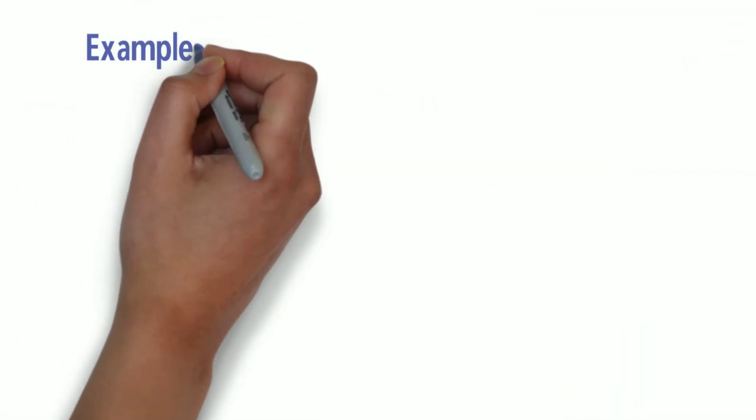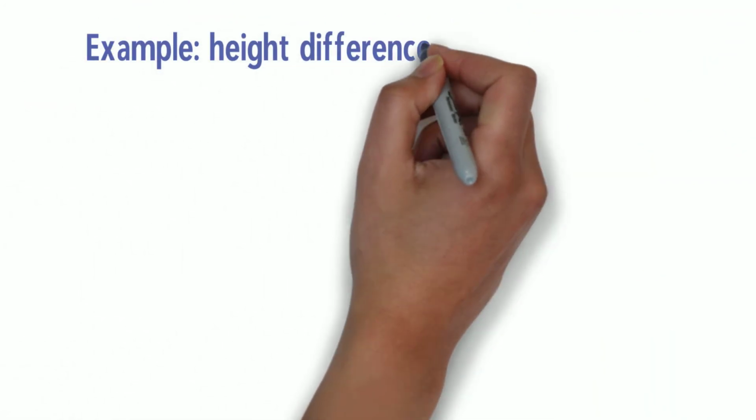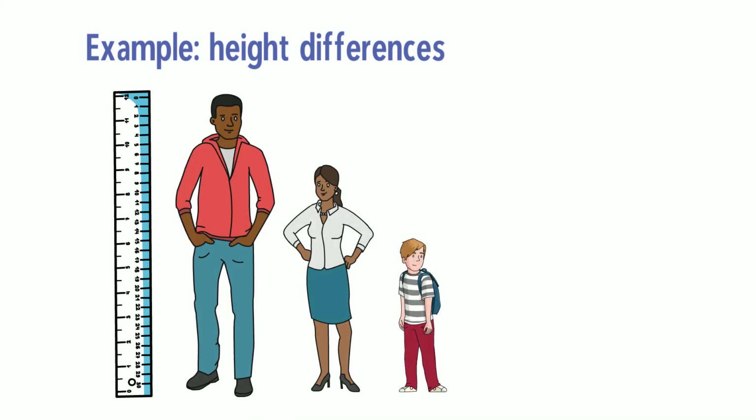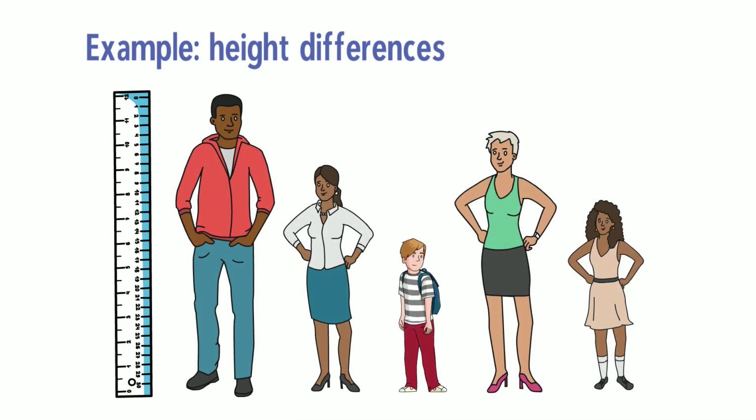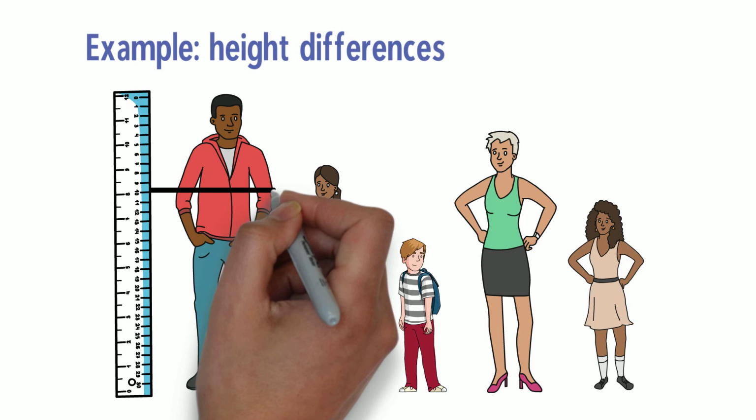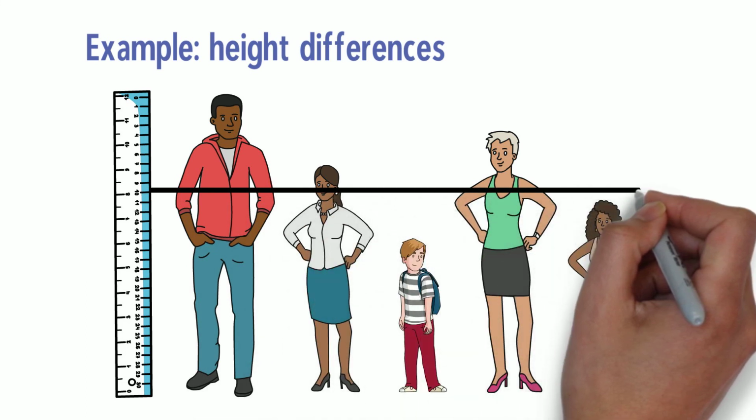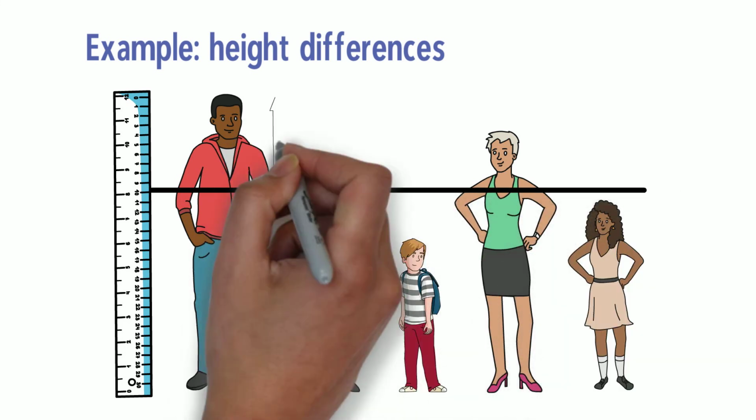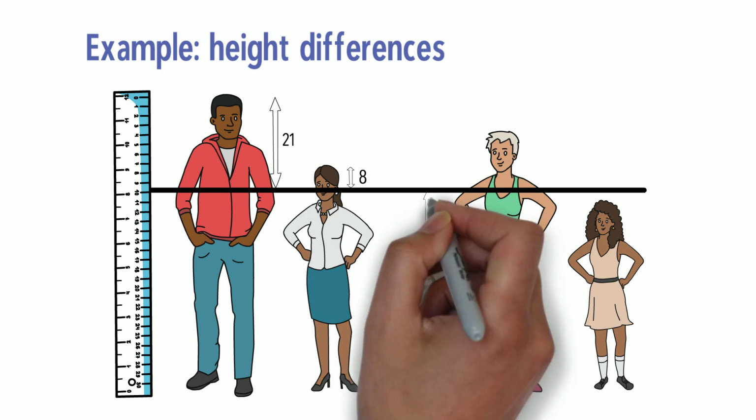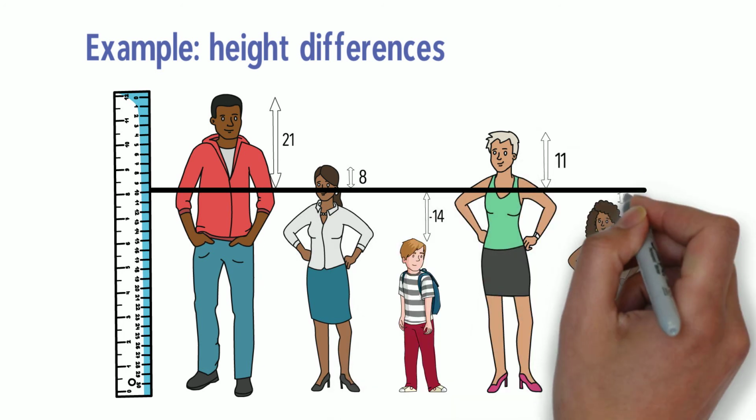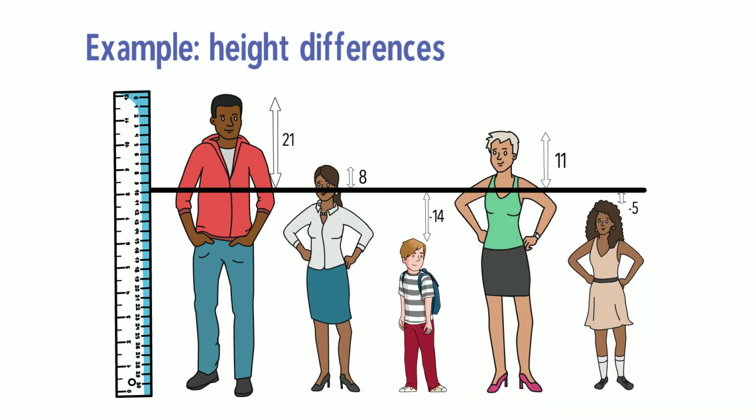Let's look at height differences as an example. Say that you have just taken these 5 people's heights. The first step is to take the mean. After calculating the mean, we find that the mean is 160 centimeters. So now, looking at this graph again, this is where the mean lies. Now, we find how much each person's height differs from the mean of 160 centimeters.